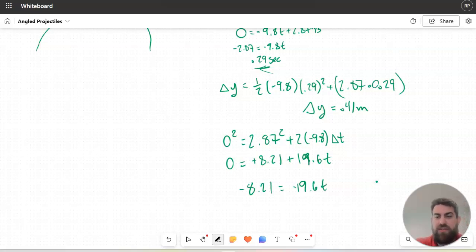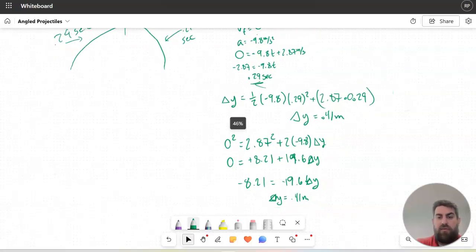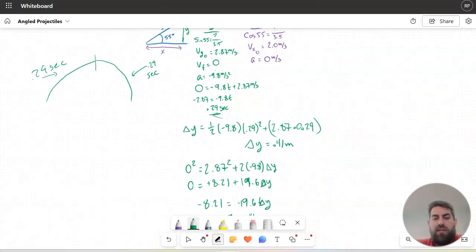Sorry, this should all be delta y for those formulas. I'll go change that. Delta y. We're not solving for time, we're solving for a distance. And if you solve for the change in y there, you're also going to get 0.41 meters. So the y distance is 0.41 meters. Again, you can use this formula or that formula. It'll come out the same way.